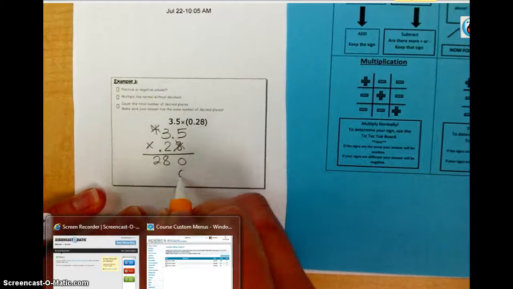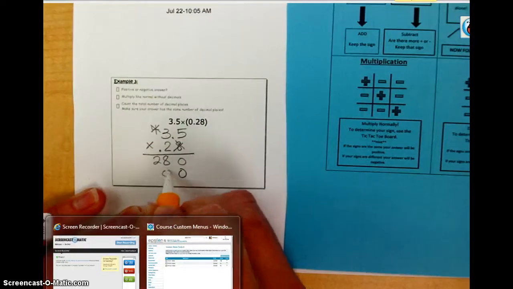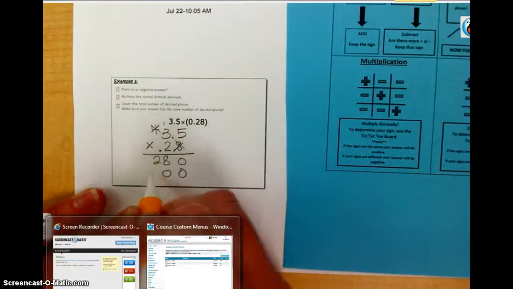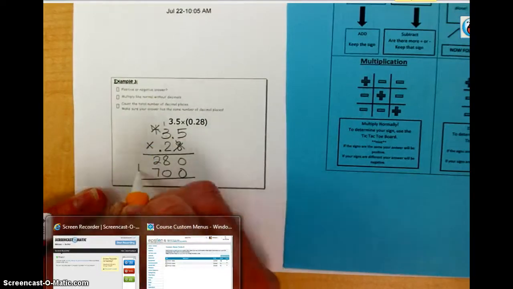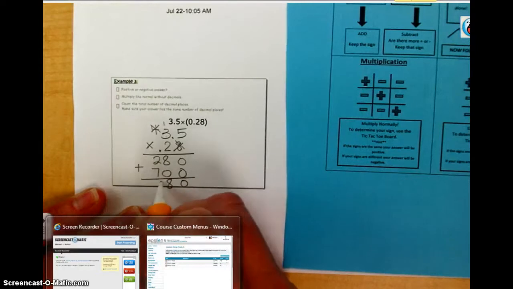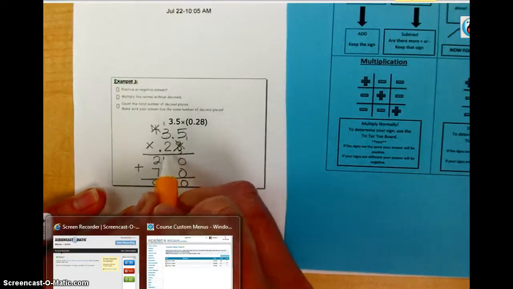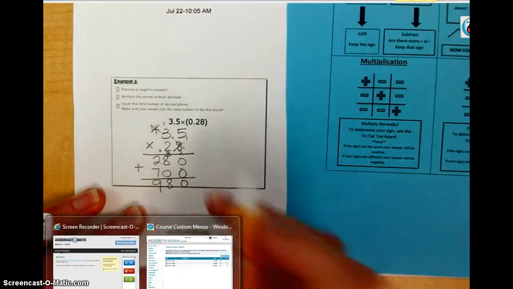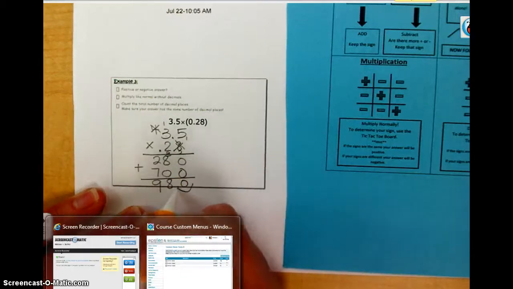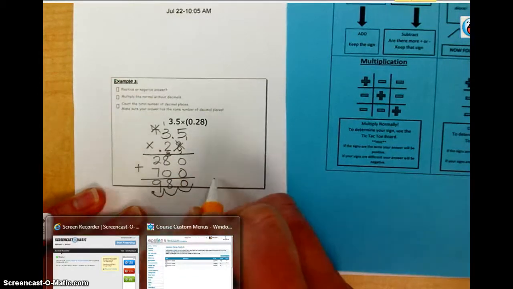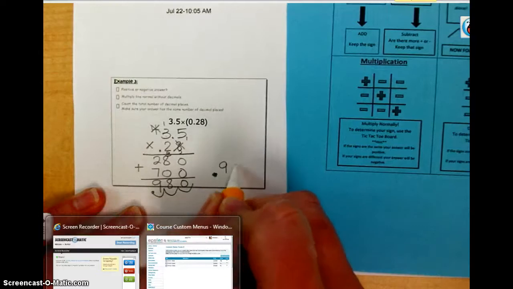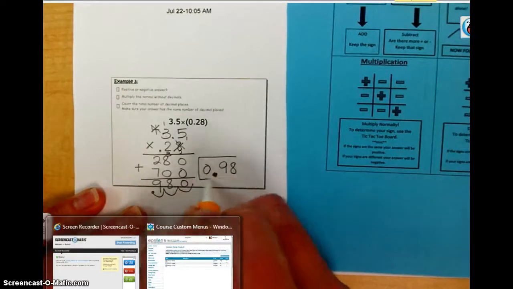Scratch all the numbers I've used. 5 times 2 is 10. 2 times 3 is 6, plus 1 makes 7. Again, I'm going to add my 2 rows. In this problem, I count 1, 2, 3 digits behind the decimal, so I will move 1, 2, 3 times. My answer is 98 hundredths.